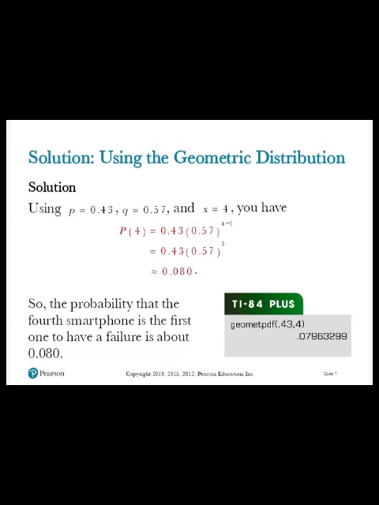So we now have P(4) is equal to 0.43 times 0.57 to the power of 4 minus 1. By using the scientific calculator, we come up with the answer of 0.080. So the probability that the fourth smartphone is the first one to have a failure is about 0.080.